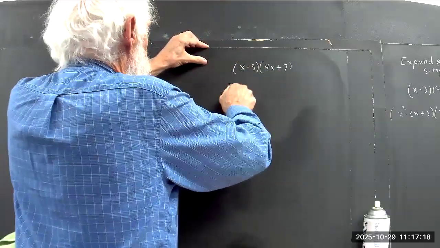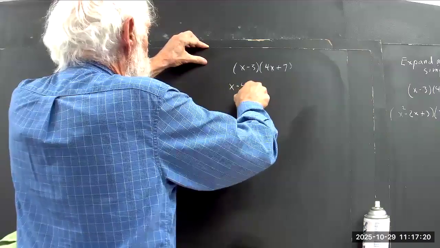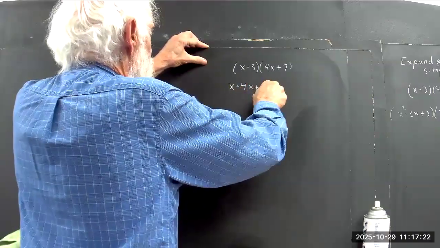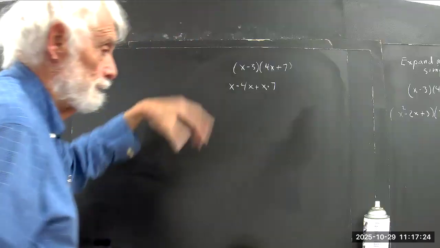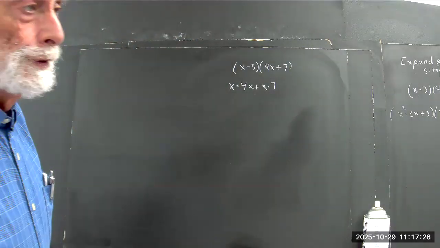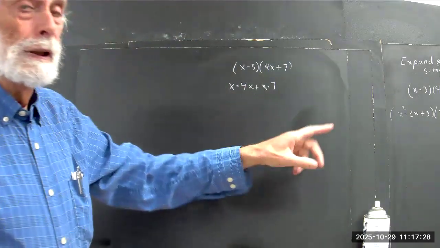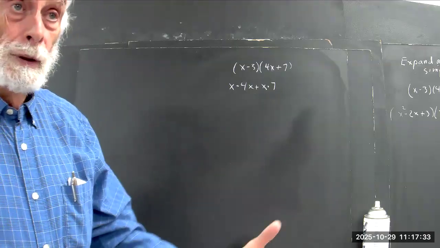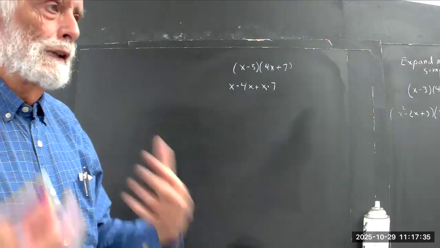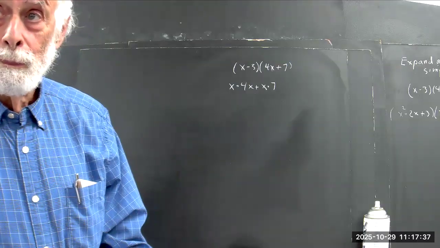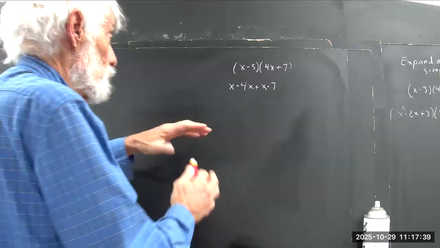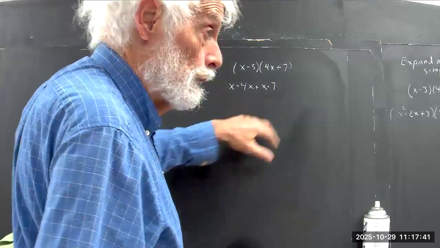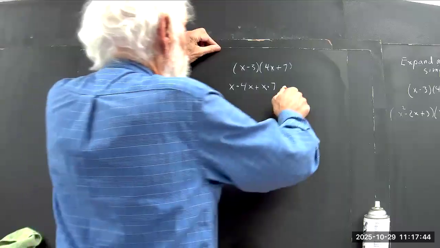So we have x times 4x plus x times 7. And this is a step that I don't always see people writing out. I recommend that you write out this step exactly the way you see me doing it, because it keeps reminding you of what you do. And when you do the homework, write it out this way. Doesn't take that long.